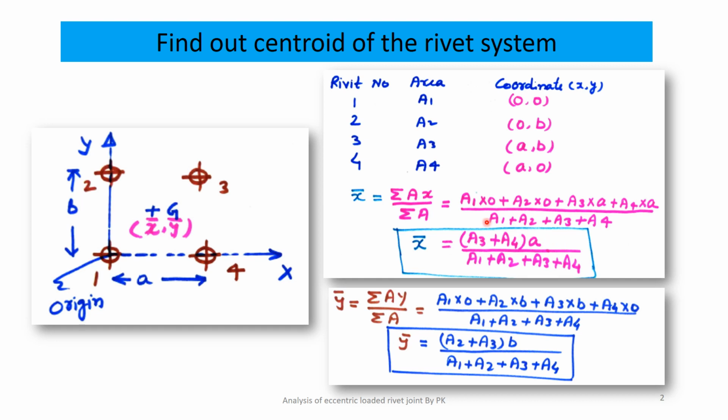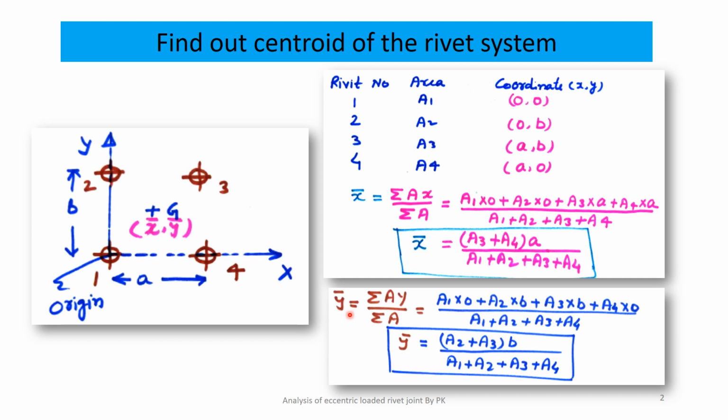If all the areas are equal, if A1 is equal to A2 is equal to A3 is equal to A4, then on the upper side we have twice the area, and on the bottom we have four times the area. So this comes out to be a by 2. So the x bar coordinate is a by 2 if all the rivets are of identical area.